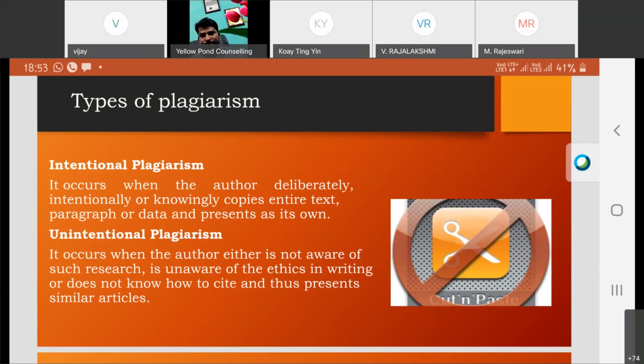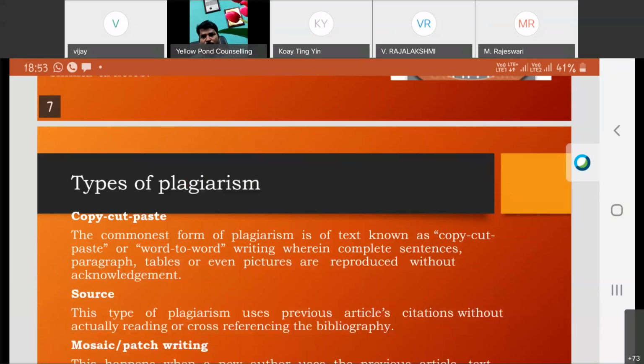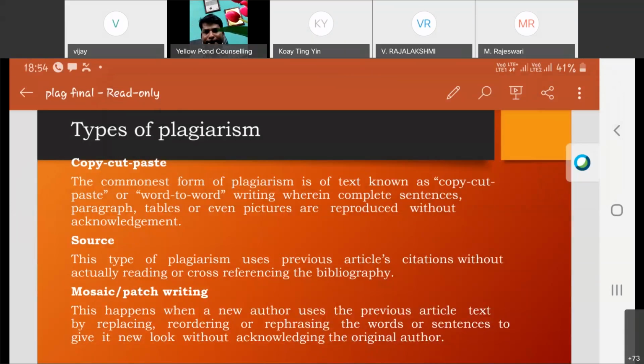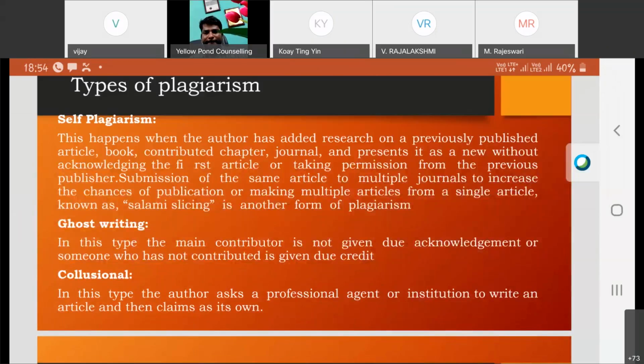The next thing is self-plagiarism, which we probably know. We may not give appropriate citation for our own articles, and that comes under self-plagiarism. Then the next thing is submitting the same article to multiple journals to increase the chances of publication, or making multiple articles from a single article. These kinds of activities are known as salami slicing. This is also one of the types of plagiarism.